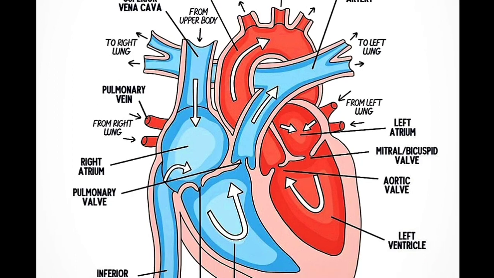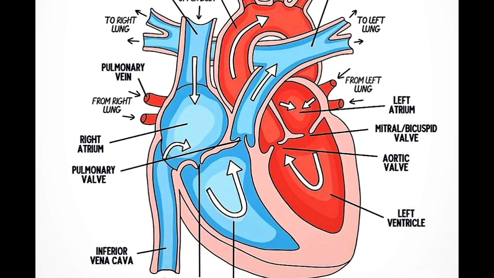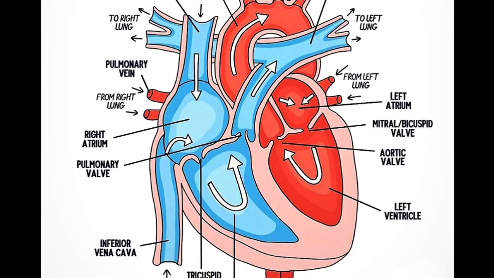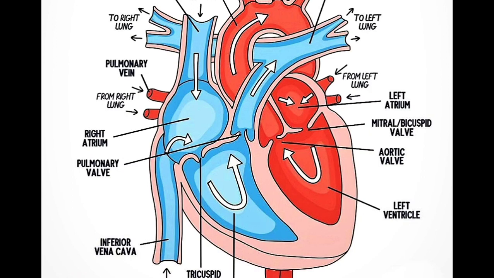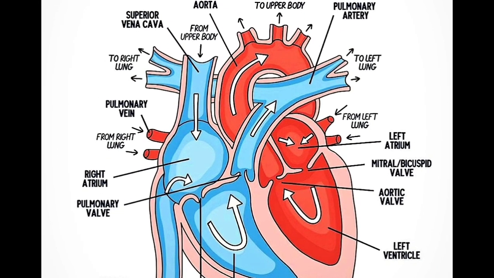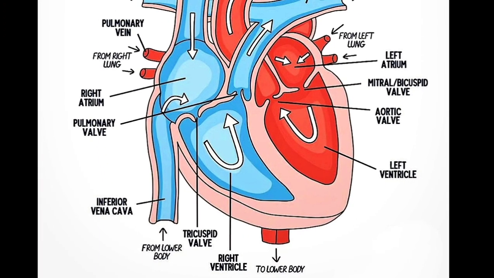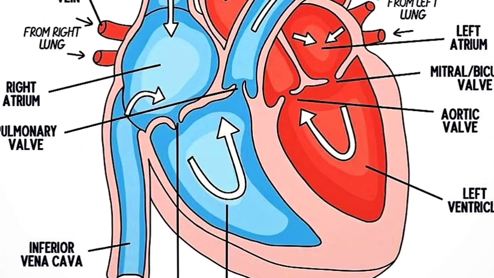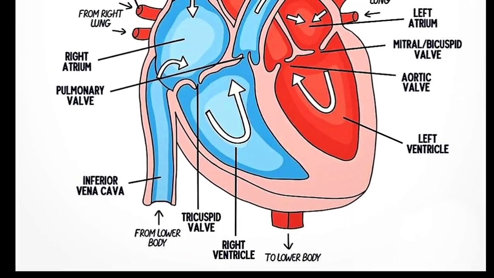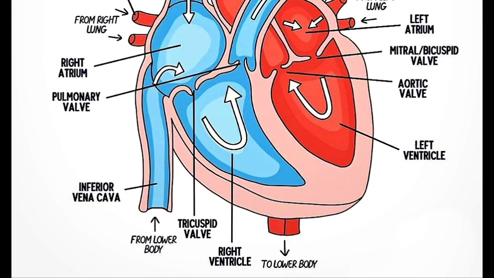Let us study. See, this is the right atrium. The right atrium receives blood from the inferior vena cava, from the lower portion of the body, and from the superior vena cava, from the upper body. So we get deoxygenated blood in the right atrium. After that, from the right atrium, through the tricuspid valve, the blood reaches into the right ventricle.